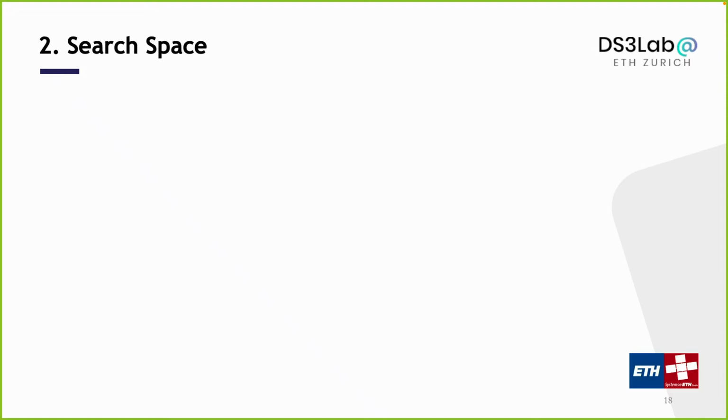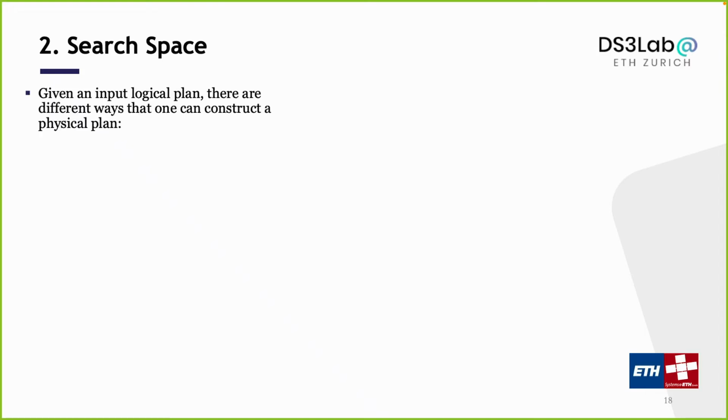So once we decide on the execution model, the second thing is the search space. Essentially, in this case, given an input logical plan, okay? Given a SQL query, you parse it, you have a logical plan. There are so many different ways that you can construct a physical plan that gives you the same result. The goal of the second step is to understand how we can construct that search space. What are the candidate plans that we are going to search over when we actually run it?